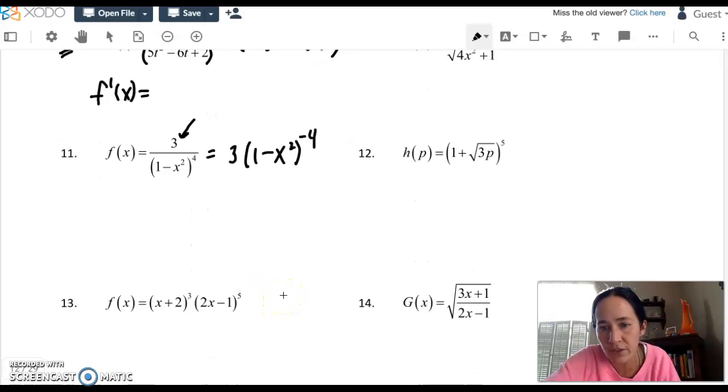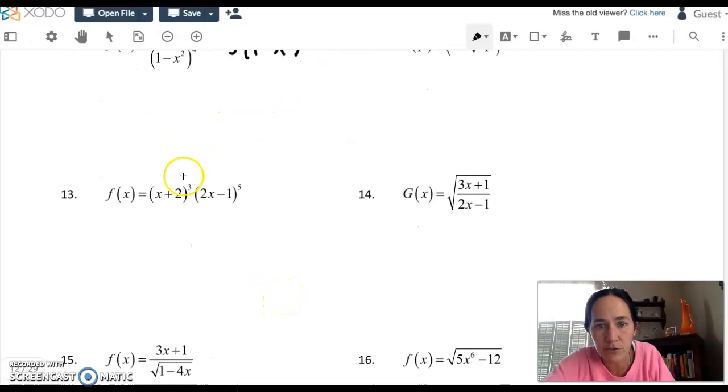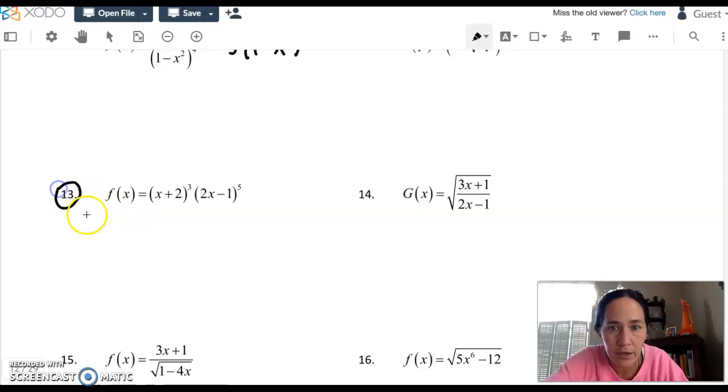I want to try one more that I think looks a little bit tougher. So product rule here, this one might be a good one to try.